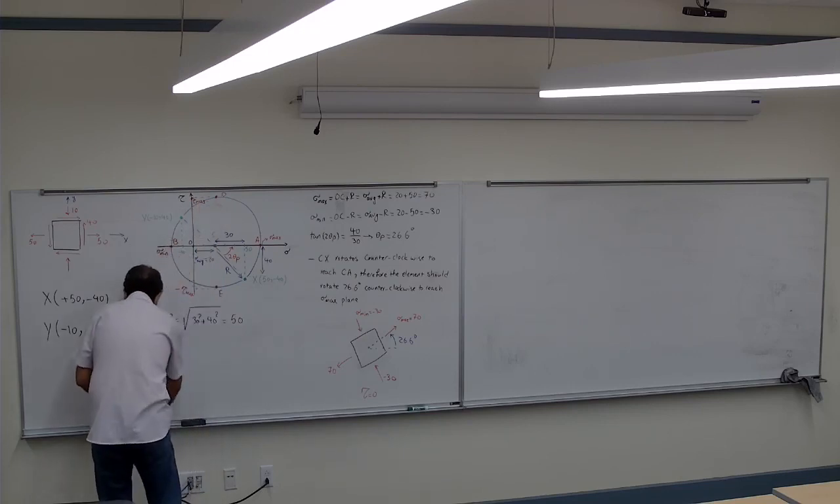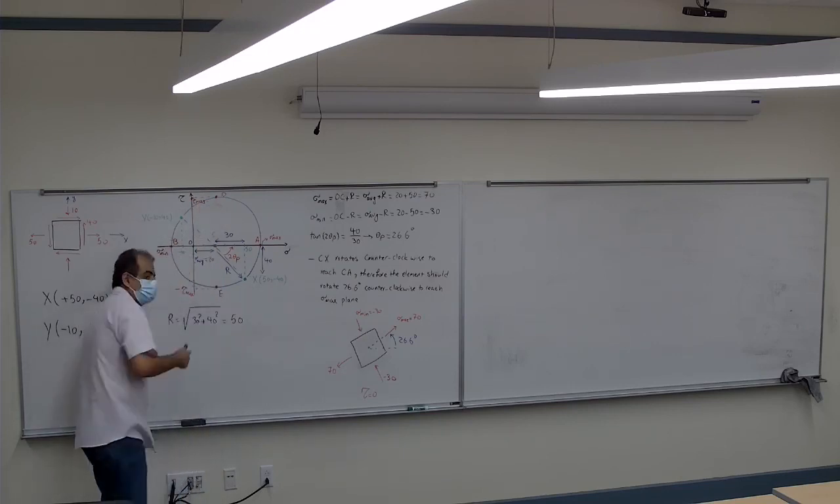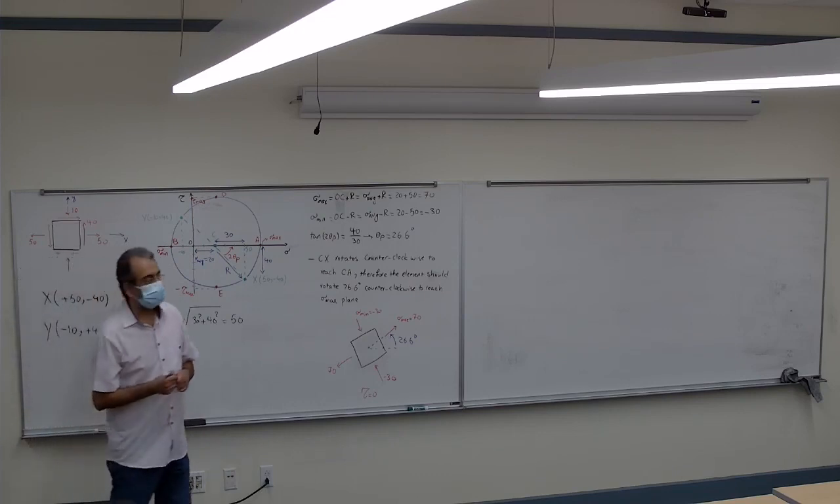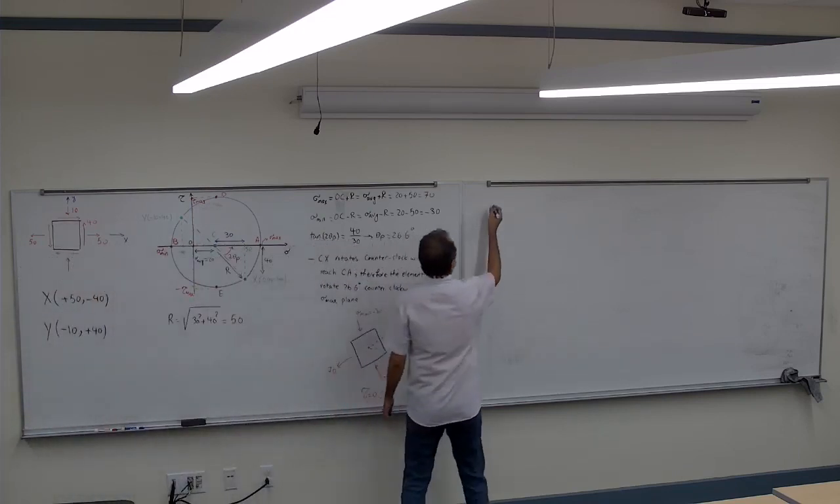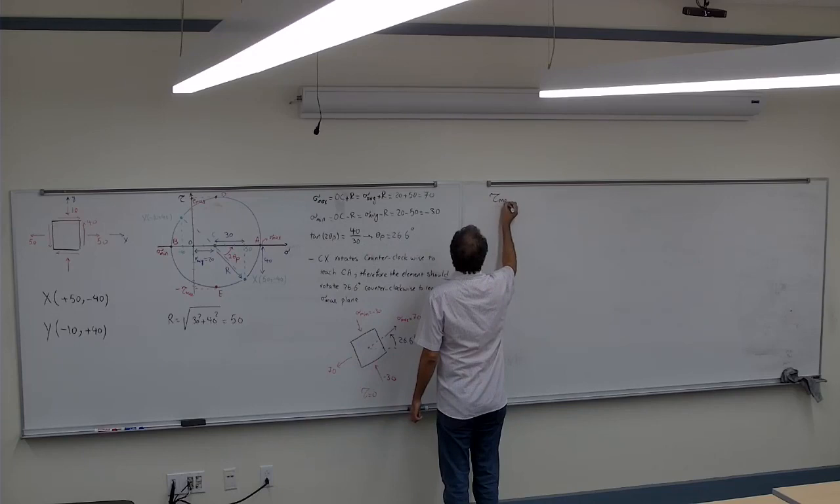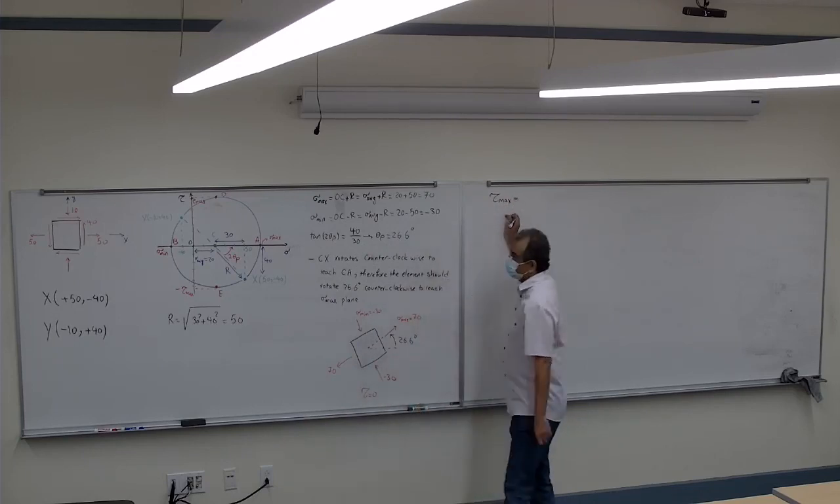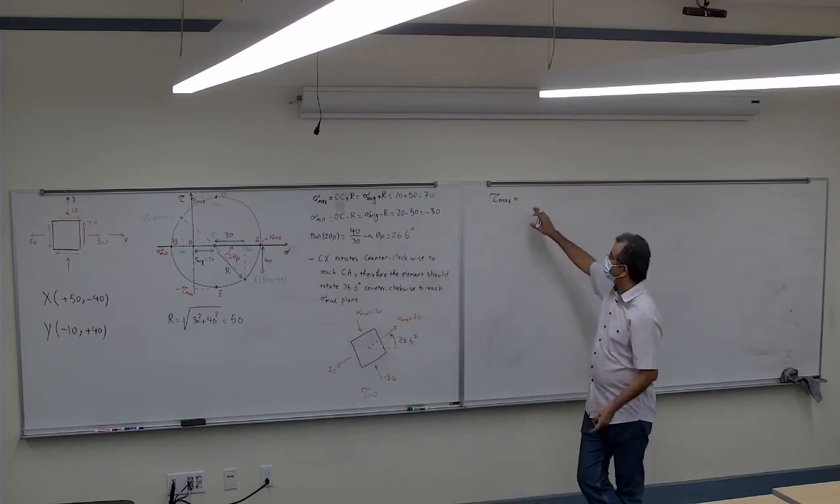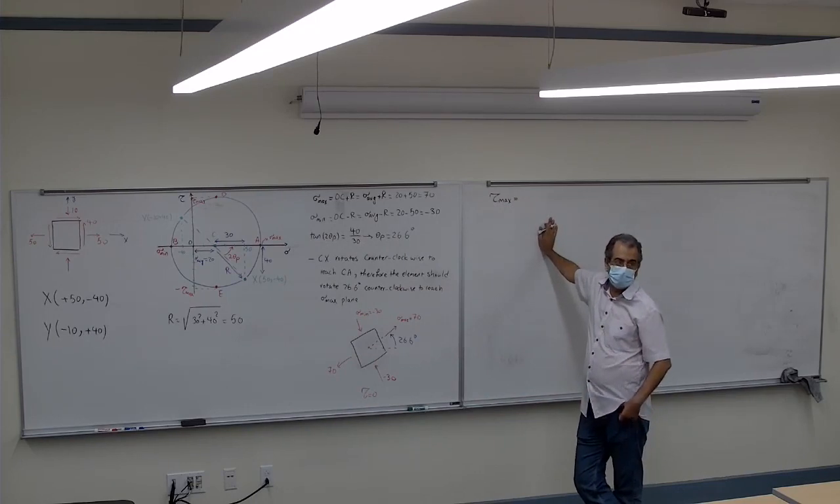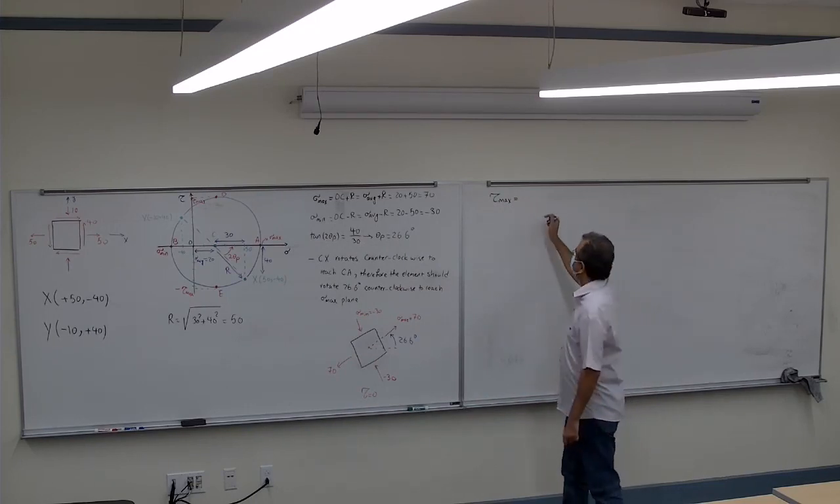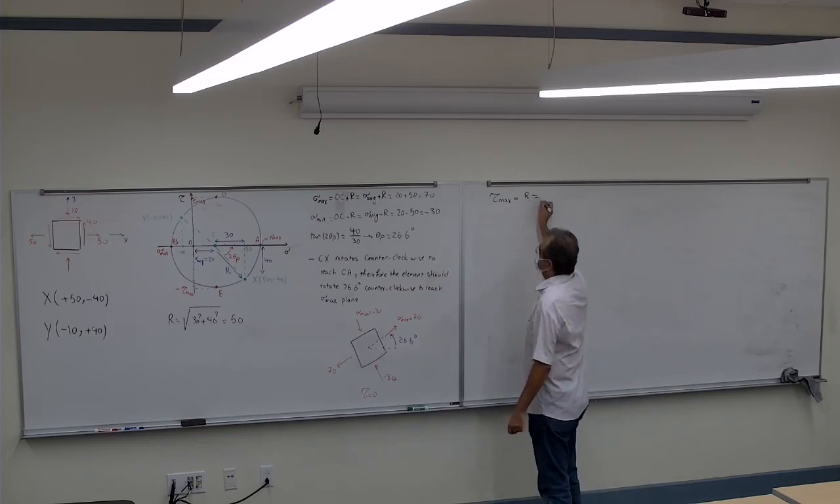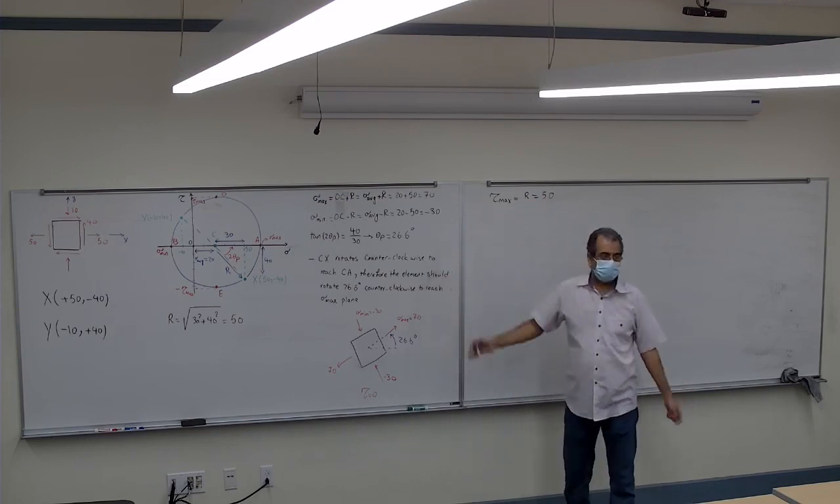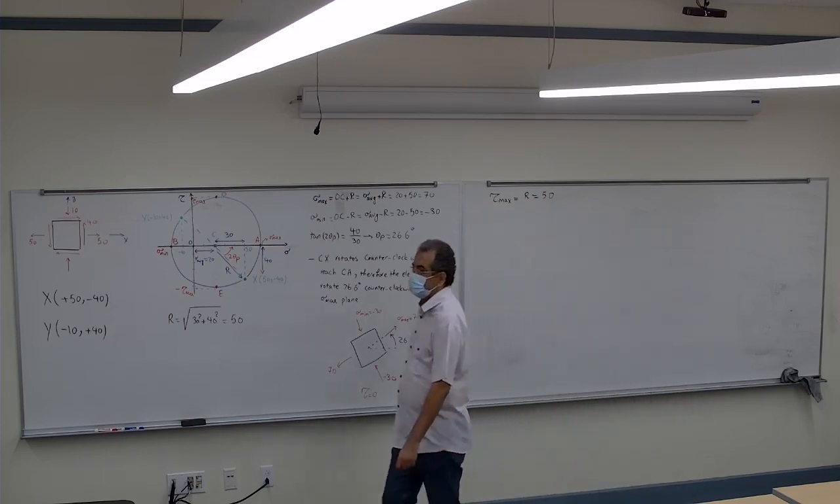So if I want to use that, how much is the tau max? Tau max is equal to R, the radius, and as you said, it is 50. So that's how I'm going to find the tau max.